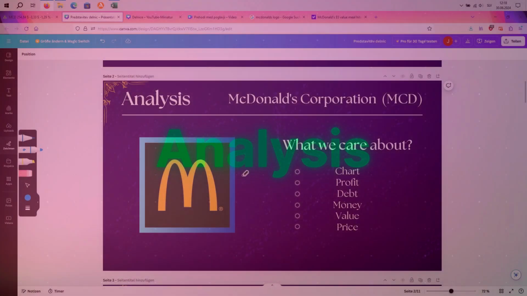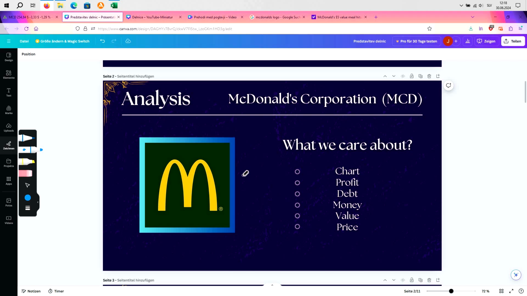Now let's begin with the analysis. This is going to be a very beginner friendly, quick analysis. I don't want to waste your time too much, so let's begin. First of all, as a complete beginner, you should care about the following 6 things: chart, profit, debt, money on the bank account, value, and price.